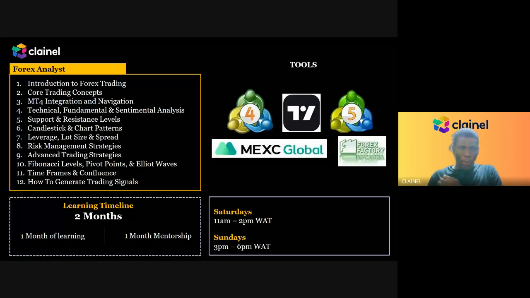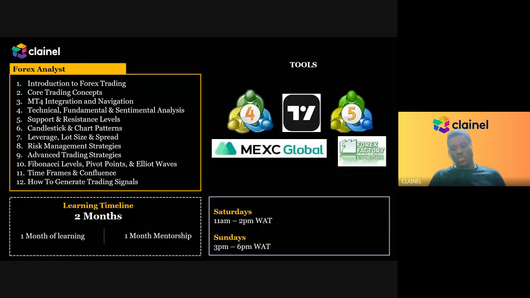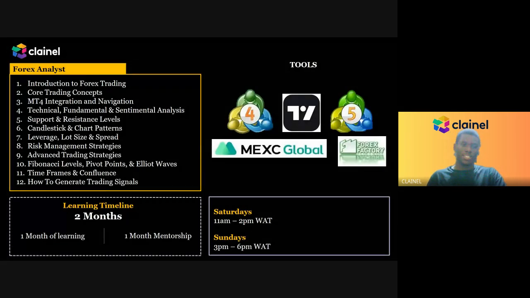Then we're going to talk about technical, fundamental, and sentimental analysis. We're going to talk about support and resistance levels. We're also going to talk about candlestick and chart patterns. We're going to talk about leverage, lot size, and spread. I didn't cover spread. I covered lot size. Leverage is for trading on centralized exchanges. So leverage is just like lot size, but leverage is for when you're trading on centralized exchanges.